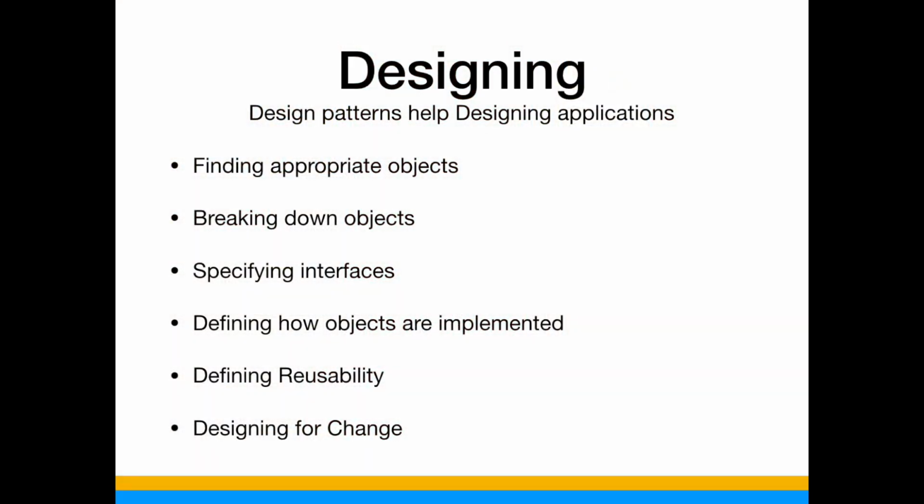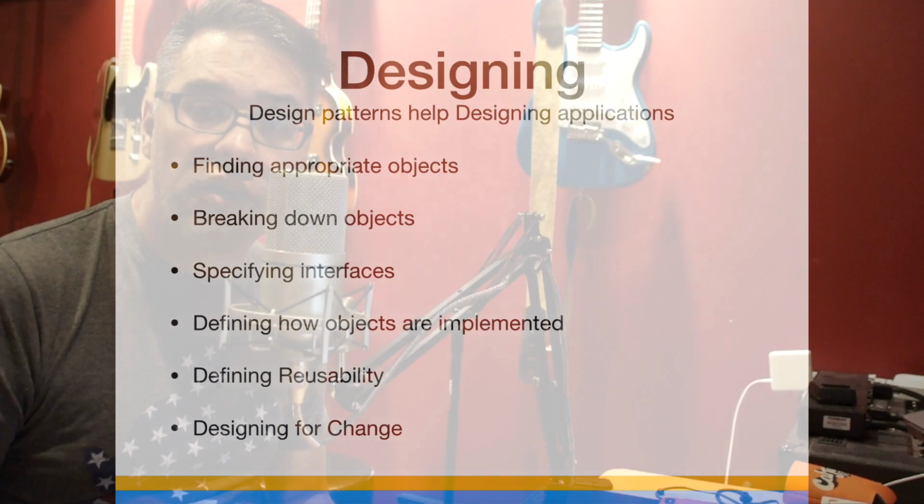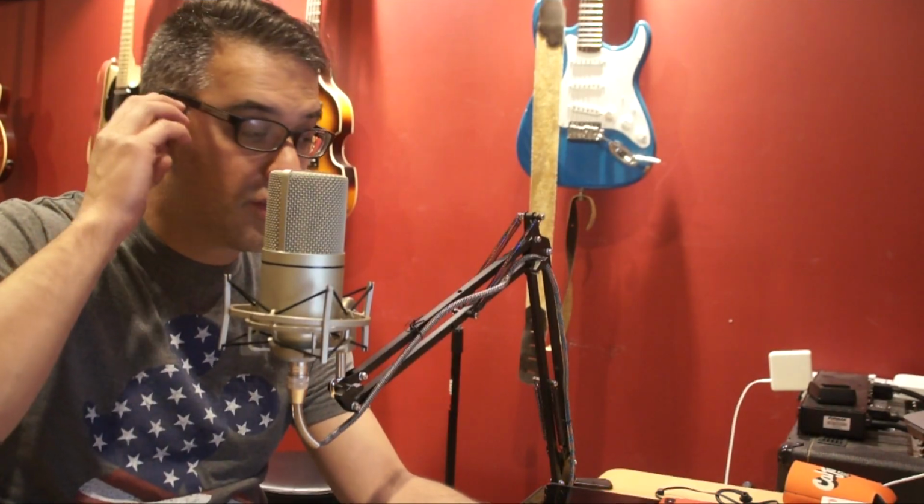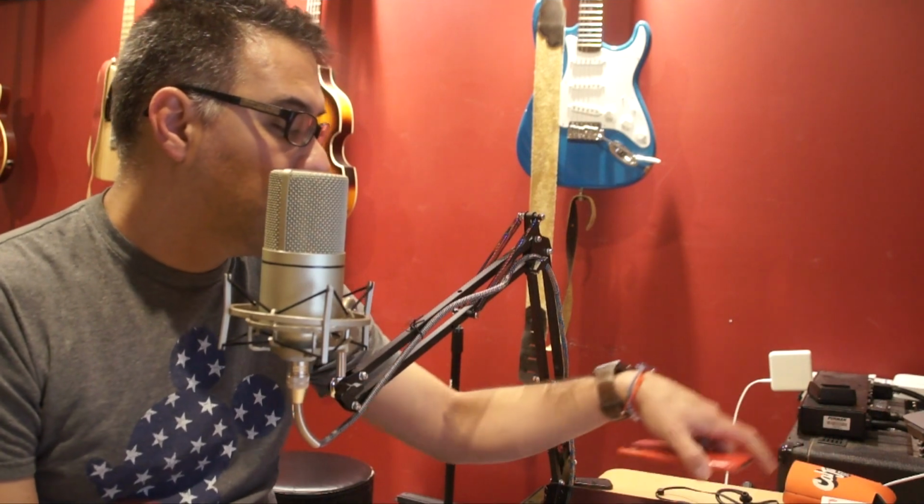Okay, so design patterns help us to design applications. And the way that it is going to help us is that it's helping us to find the correct objects that we're going to use to create the class. We're going to be also breaking down some of those objects to some more granular pieces of information. That way we can organize them better. We can specify interfaces.